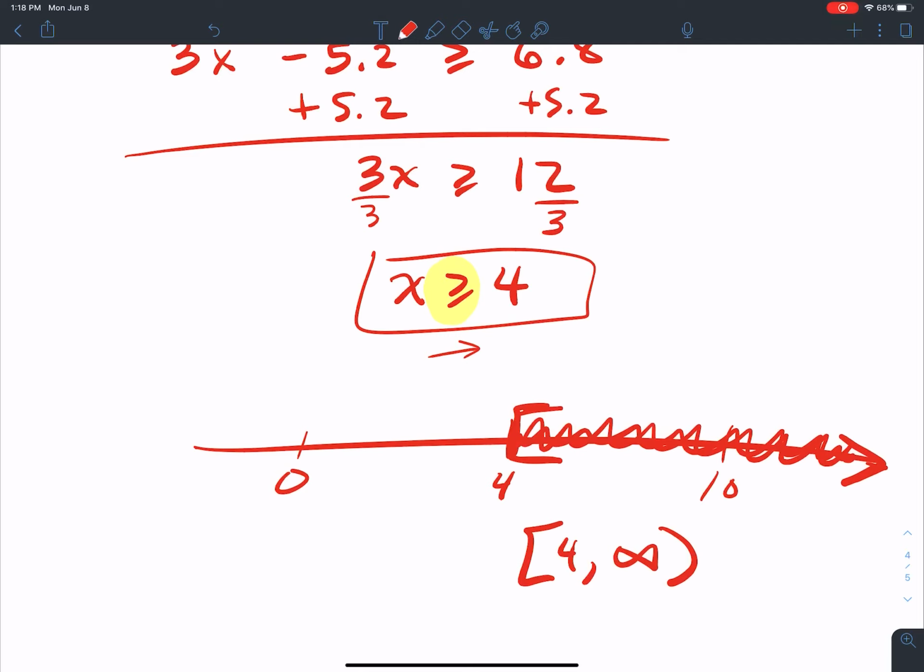All right, guys, so that kind of introduces you to linear inequalities. Now, in the next video, we're going to talk about compound inequalities. So we're going to take more than one inequality, put it together, graph it, and see what happens. All right, guys, see you then.